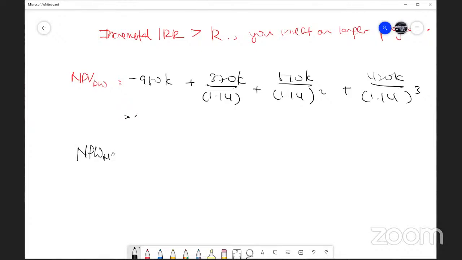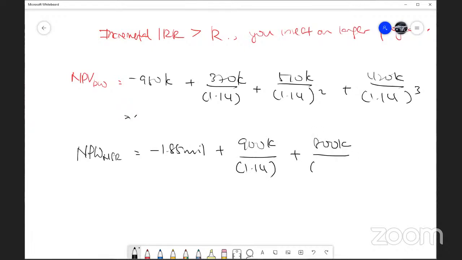So NPV of the new submarine ride is negative 1.85 million plus 900,000, plus 800,000, plus 750,000. Okay, so let's see what's the NPV.